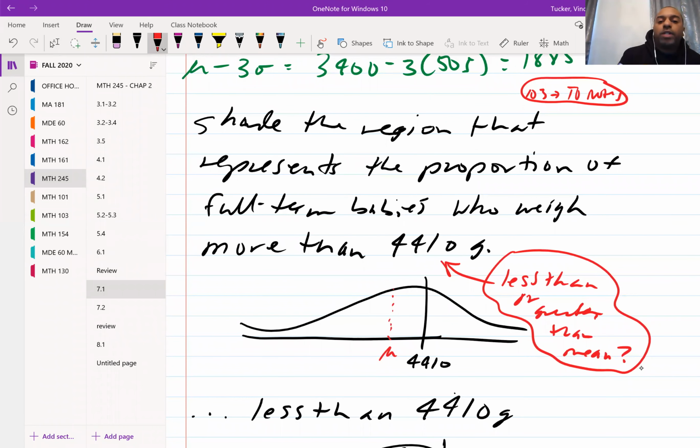So it says shade the region that represents the proportion of full-term babies who weigh more than 4,410. If you're talking about more than, that's always going to be to the right of your data value. Remember, if you just look at the regular number line or the number 2, everything to the right of 2 will be greater than it. Everything to the left of 2 will be less than it.